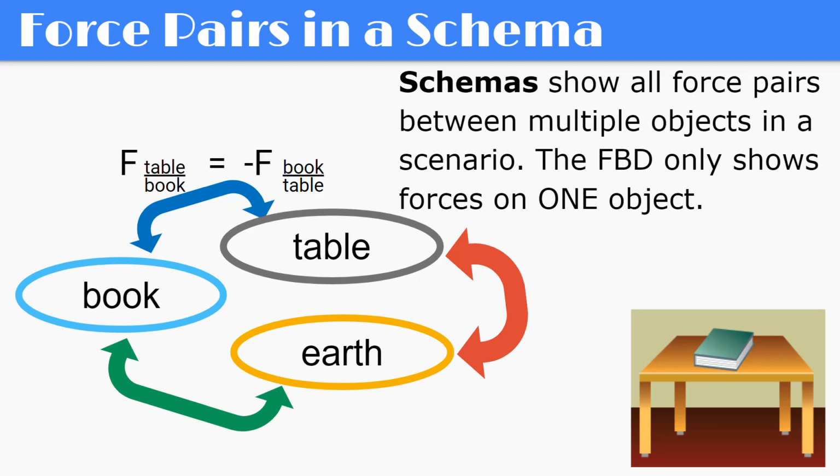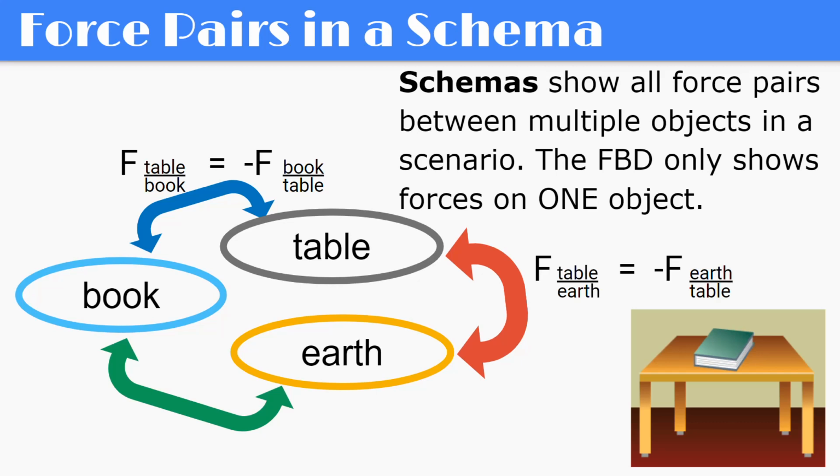This blue arrow here is the force pair we initially talked about that exists between the book and the table. We said the force of the table on the book equals the force of the book on the table. The table pushes up on the book, and the book pushes down on the table. That's that force pair. We can also label other force pairs in this interaction.